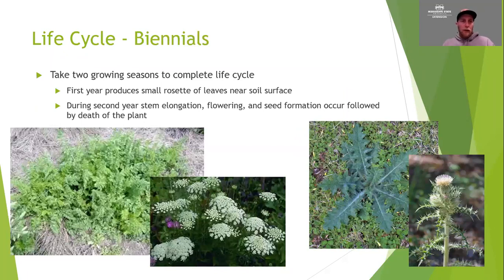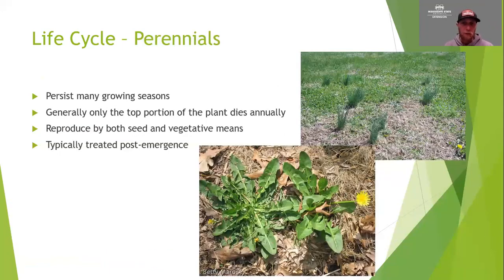Our life cycle for our biennials, again, these take 2 growing seasons to complete their life cycle. First year, they produce a rosette of leaves and they grow vegetatively. A carrot is one, Queen Anne's lace, otherwise wild carrot. The thistles are another one. Second year, they elongate their stems. They grow along kind of a stalk or flower, and then they flower and form seed, and then they die, obviously. And then obviously we have our perennials, our dandelions, our garlics, our onions.